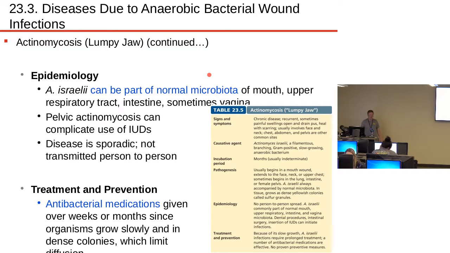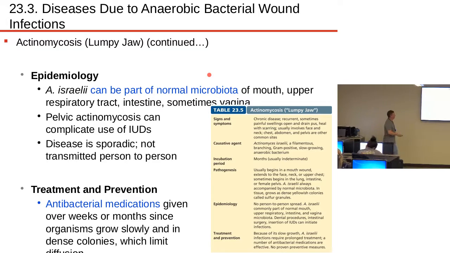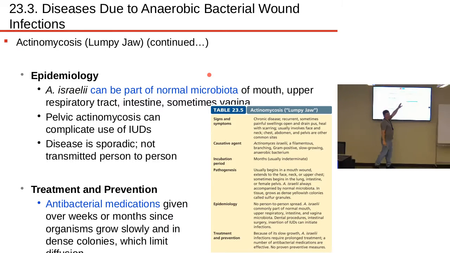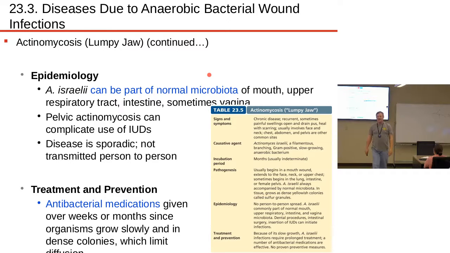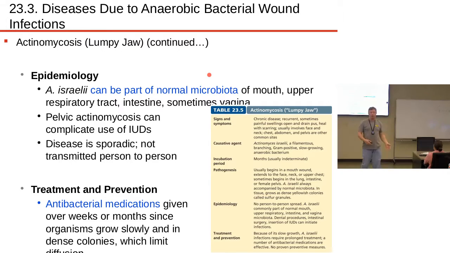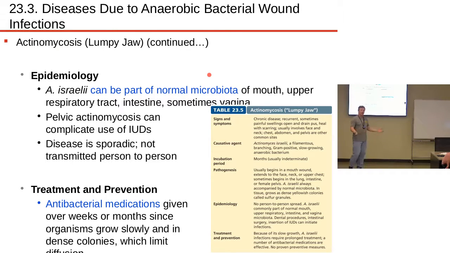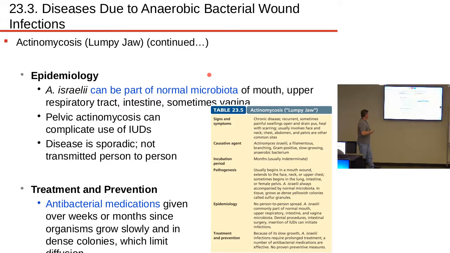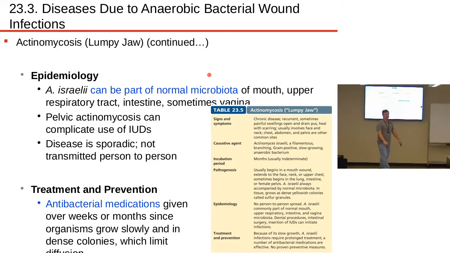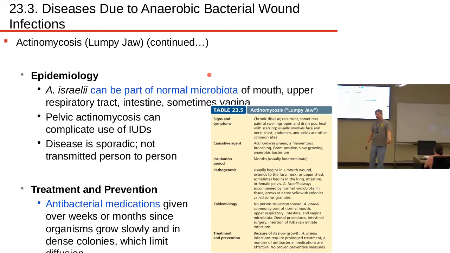Epidemiology: it can be part of the normal microbiota of the mouth, upper respiratory tract, intestines, and sometimes the vagina. Therefore, that's why it's found in the genital tract of women: if there's an internal wound, then this natural normal microbiota that's there could potentially develop into these symptoms. However, disease is sporadic and is not transmitted person to person, so it is just really a flukish thing. It's not really anything that we necessarily can worry about or prevent. More than anything, it's just taking care of the wound.